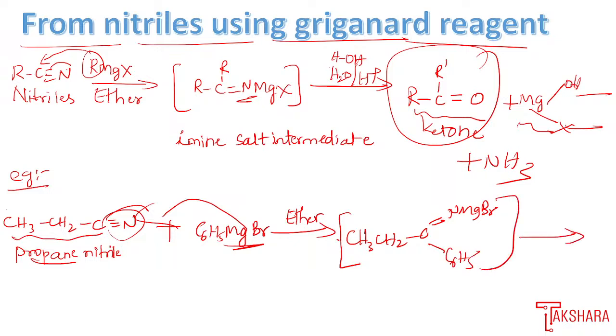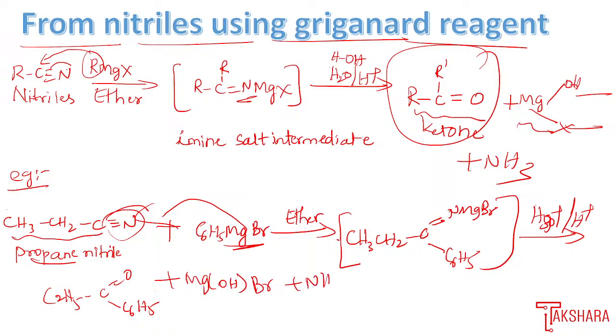Again, when this complex undergoes hydrolysis with H3O plus, or in an acid medium, the product we get is C2H5 C double bond O C6H5, plus MgOHBr plus NH3.